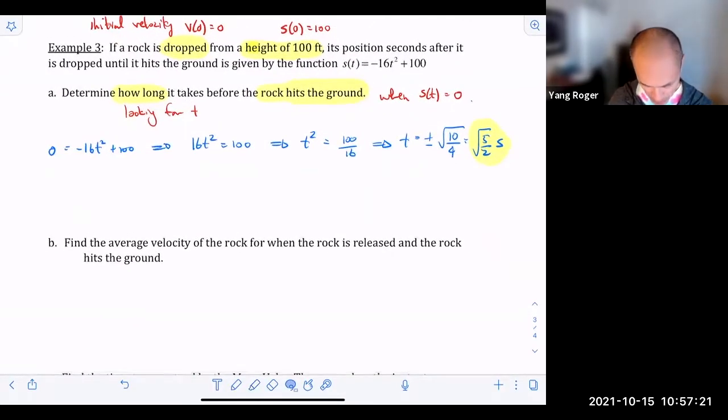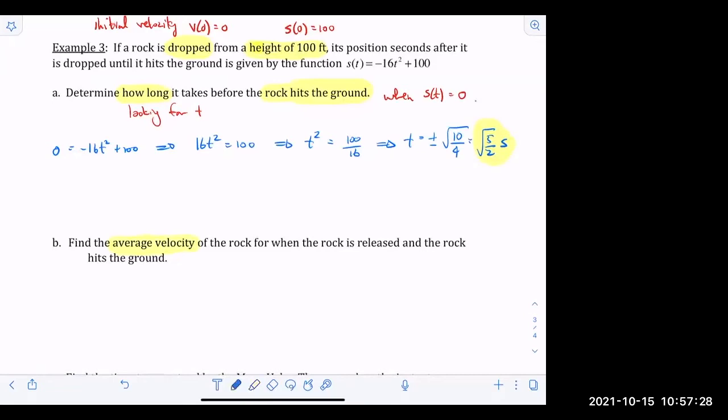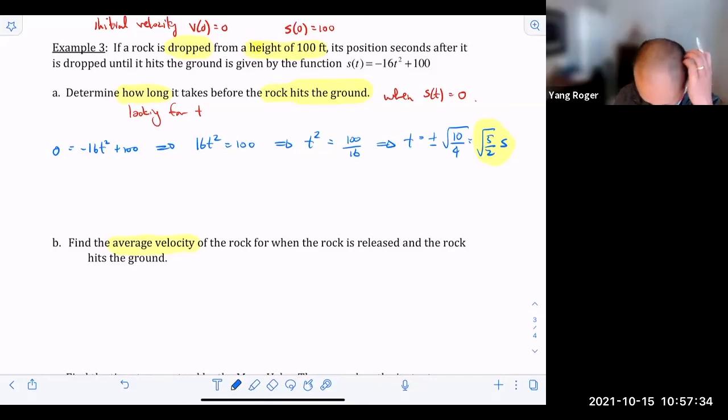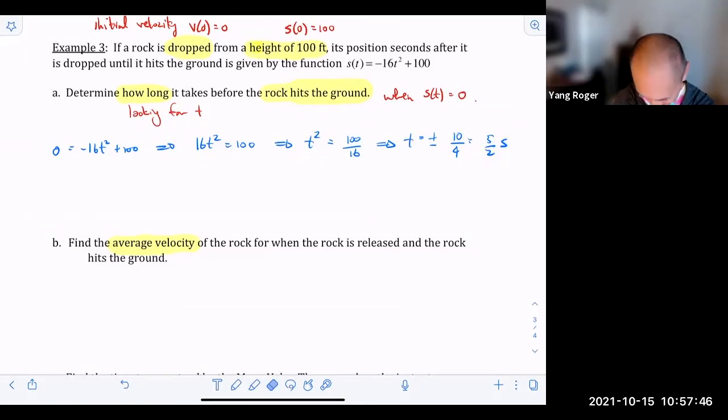Let's look at part B. When I see the words average velocity. Professor, I think we should remove the square root because you already. Oh, thank you. You're absolutely right. Sorry. I took the square root already, so I don't need to write that in there. Thank you for sure.